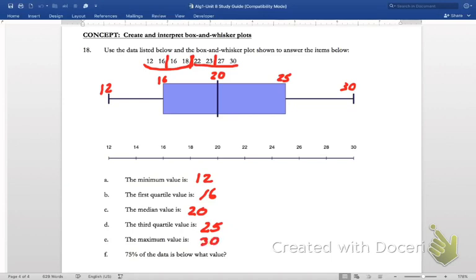75% of the data is below what number? Well, remember, each of these is 25%. So anything below 25, which is right here, there are 3 sets there. So it looks like 25 is going to be our result for that one.